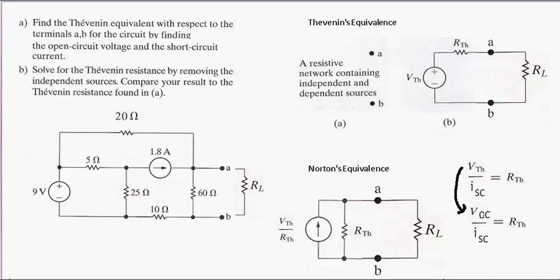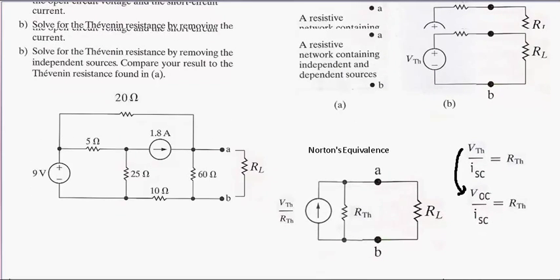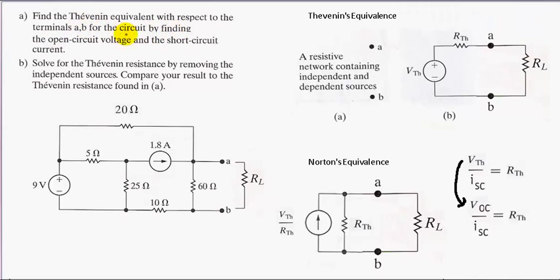Now, for this problem, we want to find Thevenin's equivalence with respect to A and B by finding the open circuit voltage, V open circuit, and the short circuit current, I short circuit. And then for B, we want to solve for the Thevenin resistance, R Thevenin, by removing the independent sources. We'll talk about it later, but there's a simpler way. So let's start with A. We'll find V open circuit, the open circuit voltage, and I short circuit, the short circuit current.